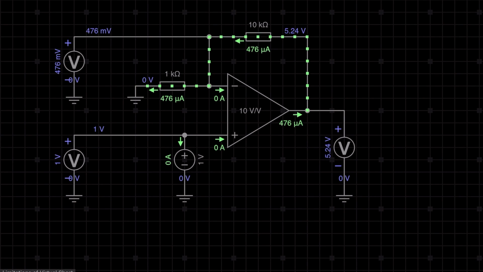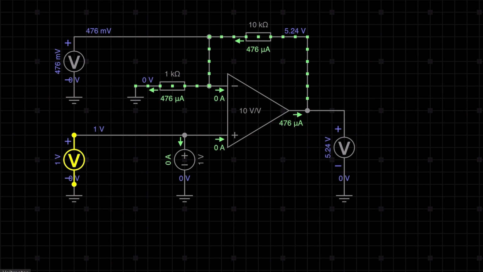Here you can see the voltage at the V minus terminal, the negative inverting terminal of the op amp, is 476 millivolt. That means it's only 0.47 volt. And here the voltage at the positive terminal is 1 volt. Okay.